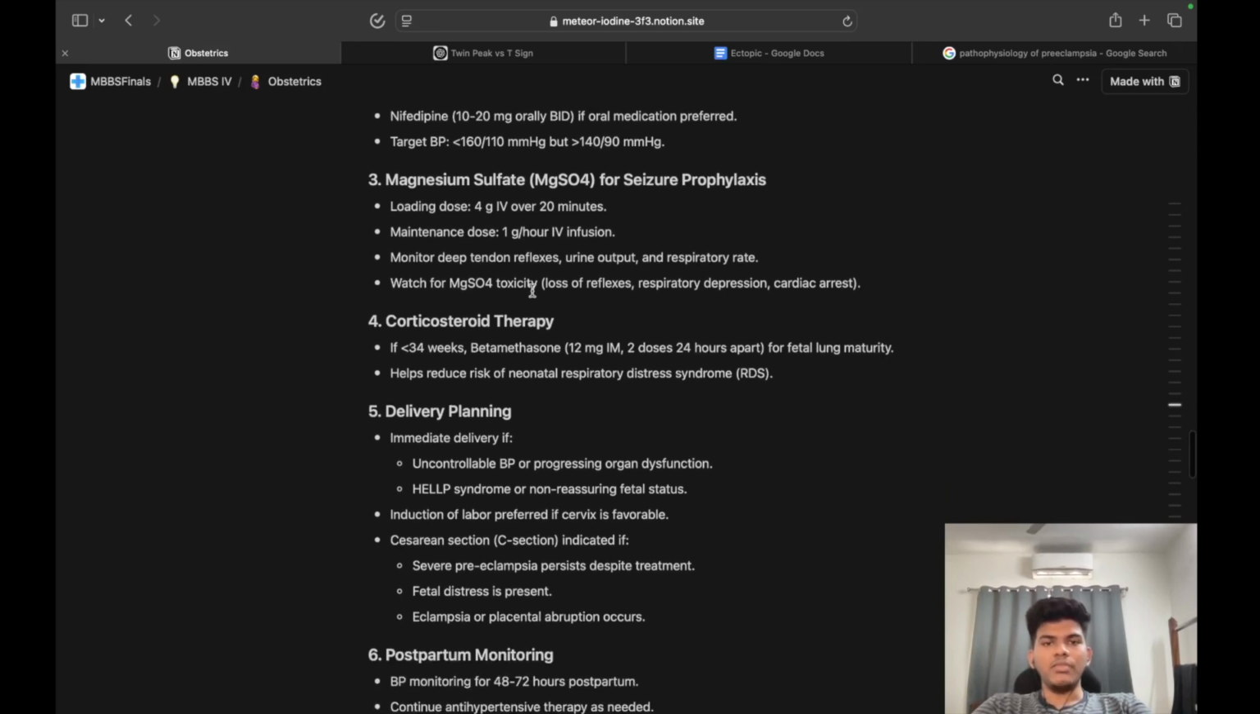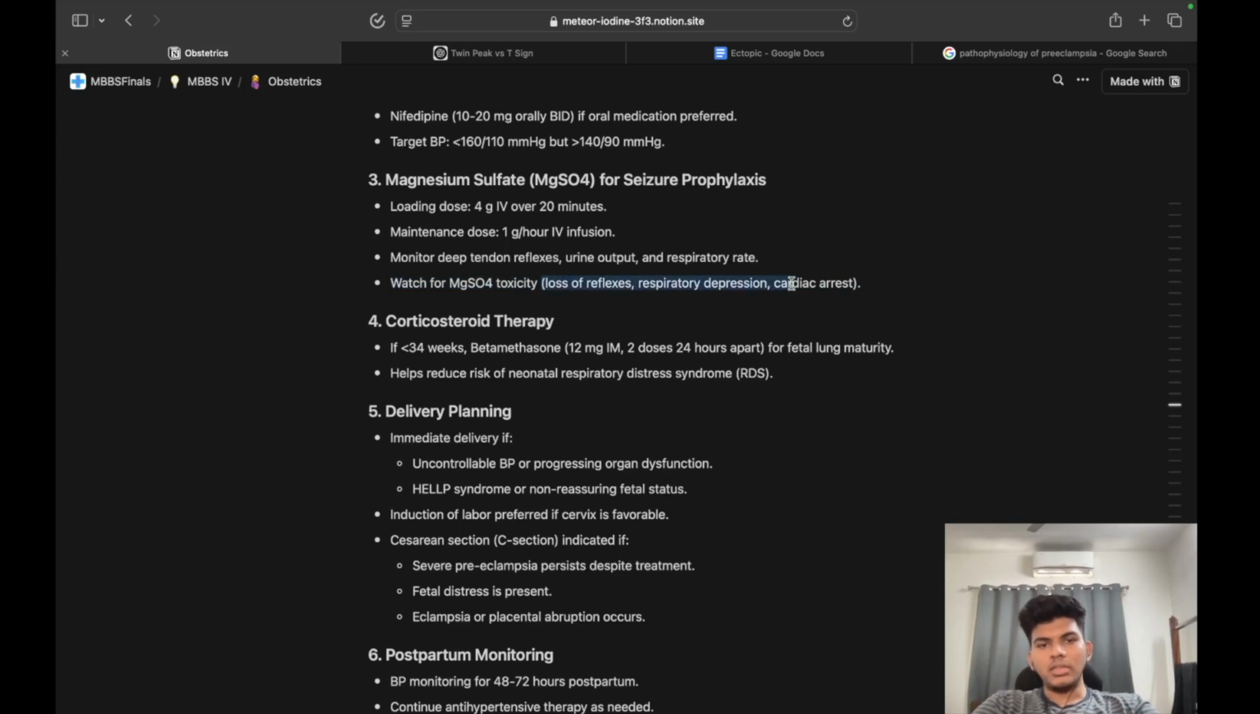Coming to magnesium sulfate for seizure prophylaxis, loading dose is 4 gram IV over 20 minutes. Maintenance dose 1 gram per hour infusion, IV infusion. So loading dose 4, maintenance 1 gram per hour IV. With this we also monitor deep tendon reflexes, urine output and respiratory rate. Watch out for magnesium sulfate toxicity.